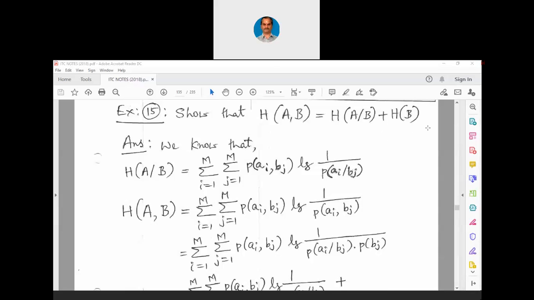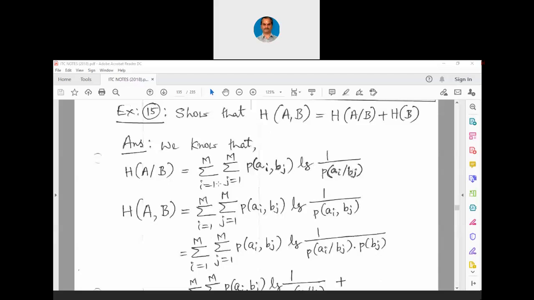Let us see the next exercise now. Exercise 15. Show that H of A comma B is equal to H of A given B plus H of B. Diagrammatically, you remember the joint entropy of the sources is equal to equivocation plus entropy of the destination. It can be written the other way also, H of B given A plus H of A. That way also it can be written. We have seen that. Now let us try to mathematically prove this by using the basic definitions. We know that H of A given B, let us write the expression for equivocation.